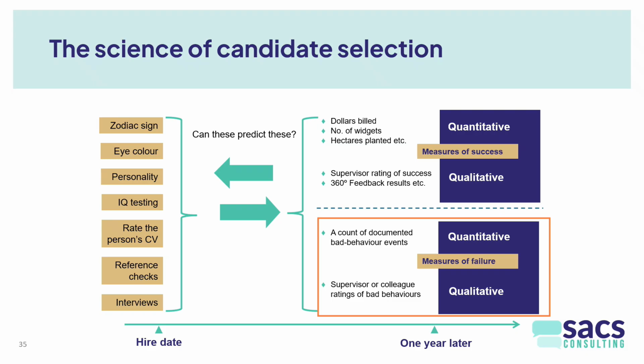It also could be measures of failure. So that would be, for instance, quantitative measures of failure would be a count of documented bad behaviour events, or a qualitative measure of failure might be supervisor or colleague ratings of negative behaviours.